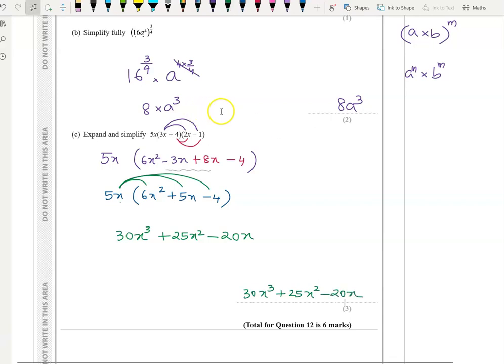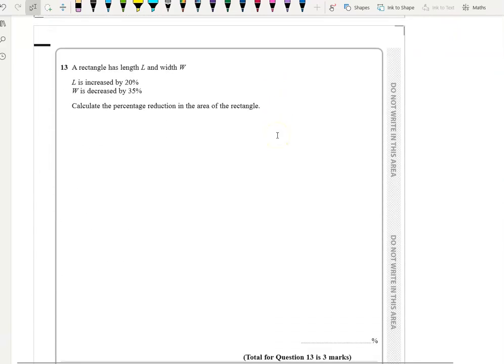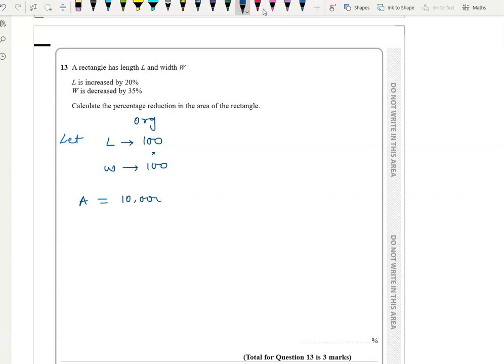Okay. Question number 13. A rectangle has length L and width W. L is increased by 20%. W is decreased by 35%. Calculate the percentage reduction in the area of the rectangle. Now since it is in terms of percentage, we will start like this. Let's assume the original dimensions of the rectangle: let the length be 100 and the width be 100. Since we know length and width, area will be length times width, 100 times 100, so it will give me 10,000.